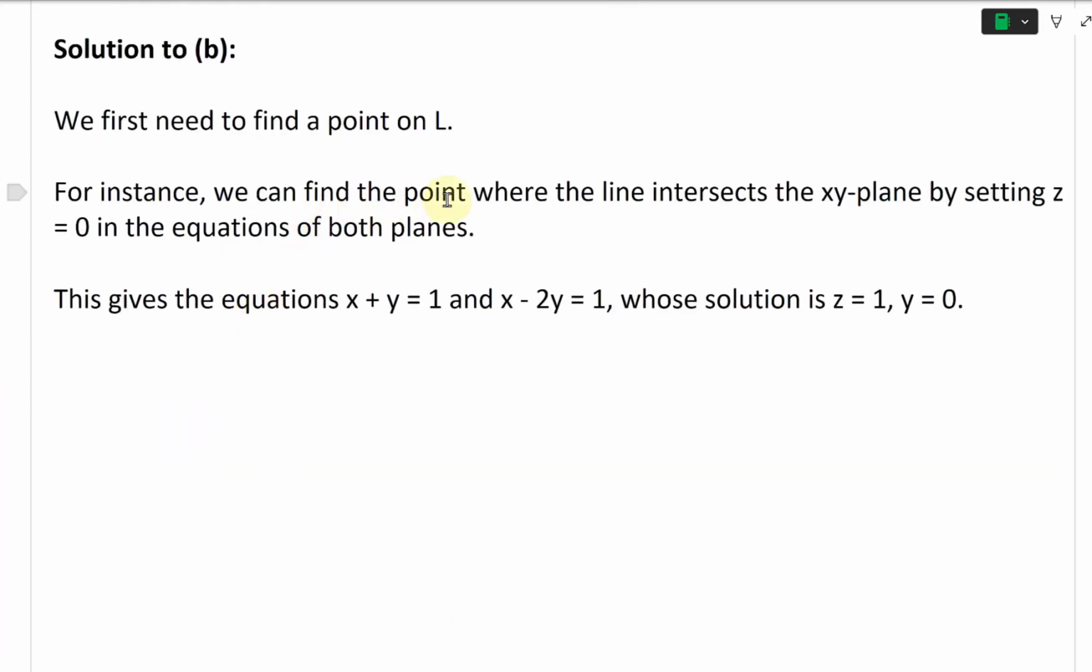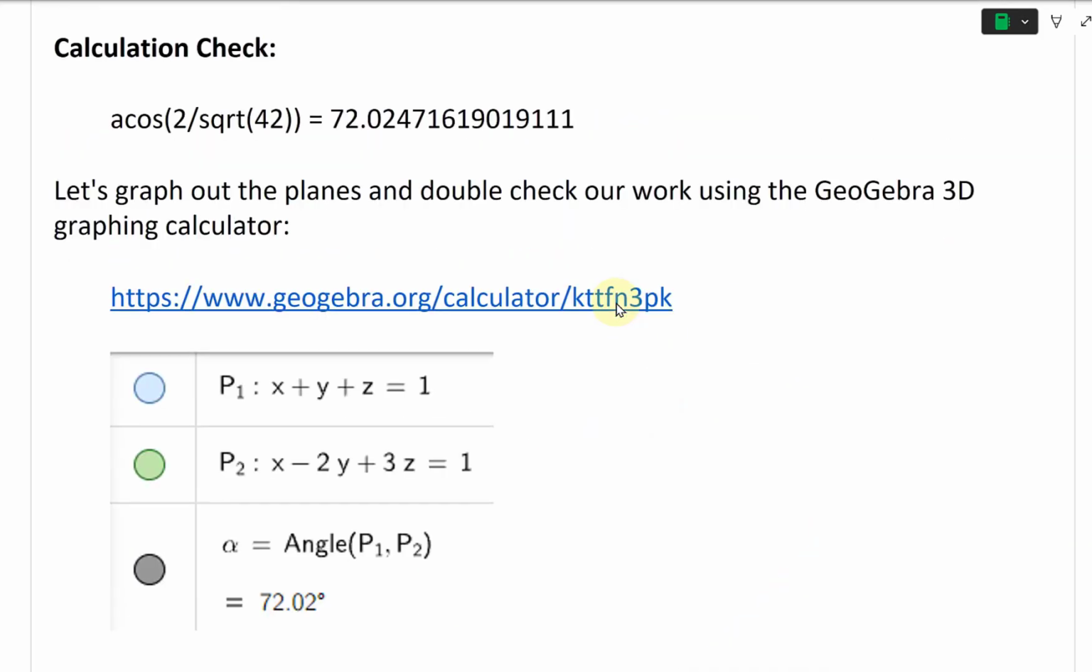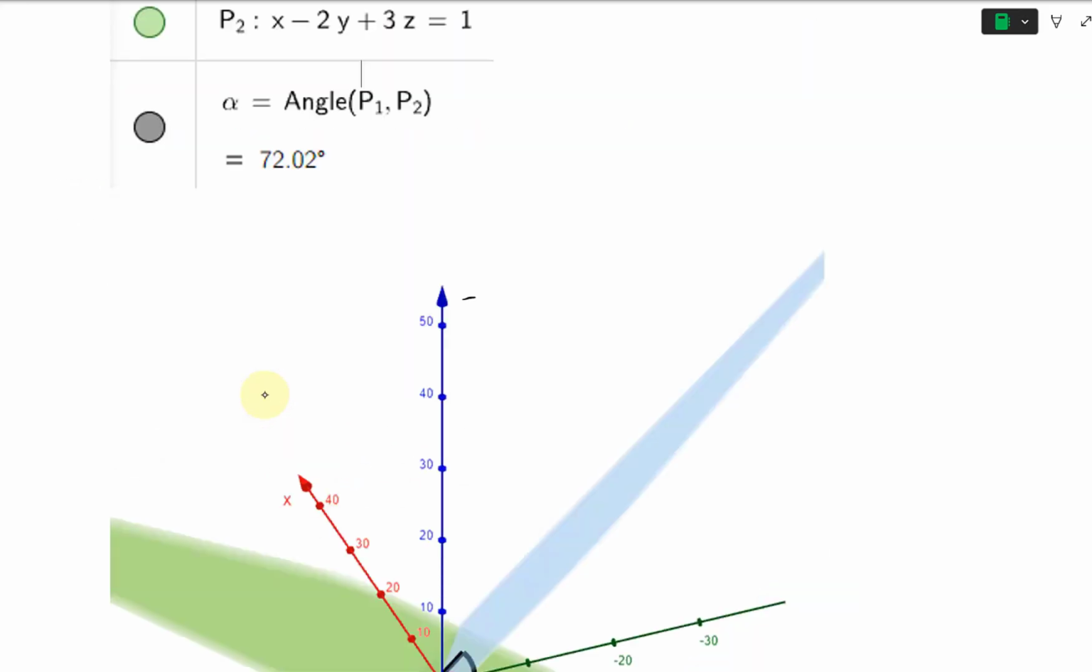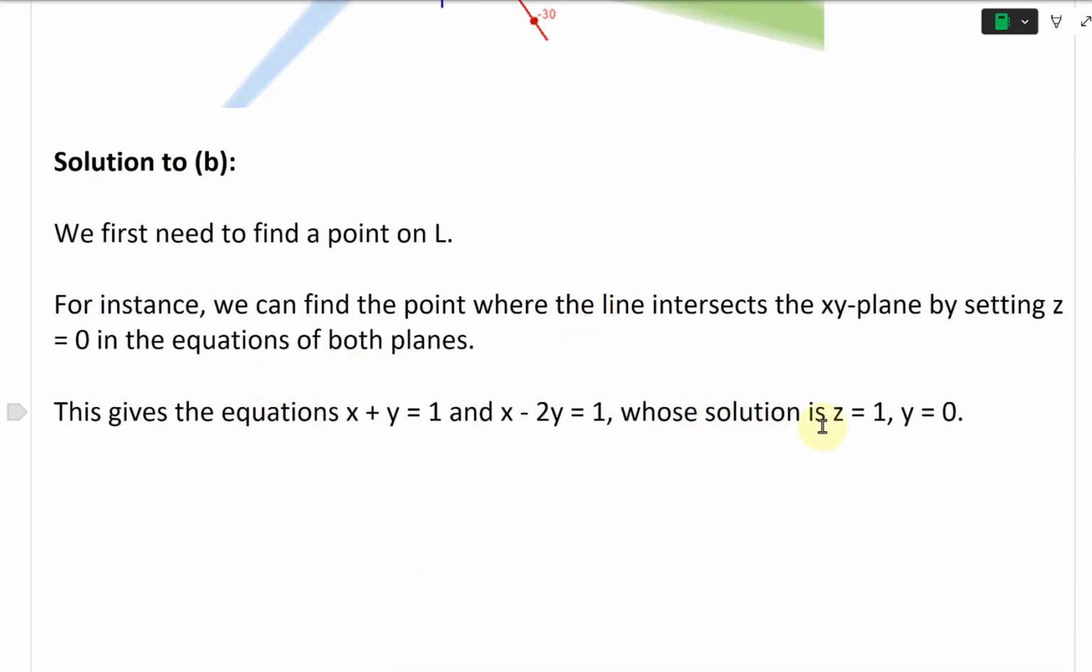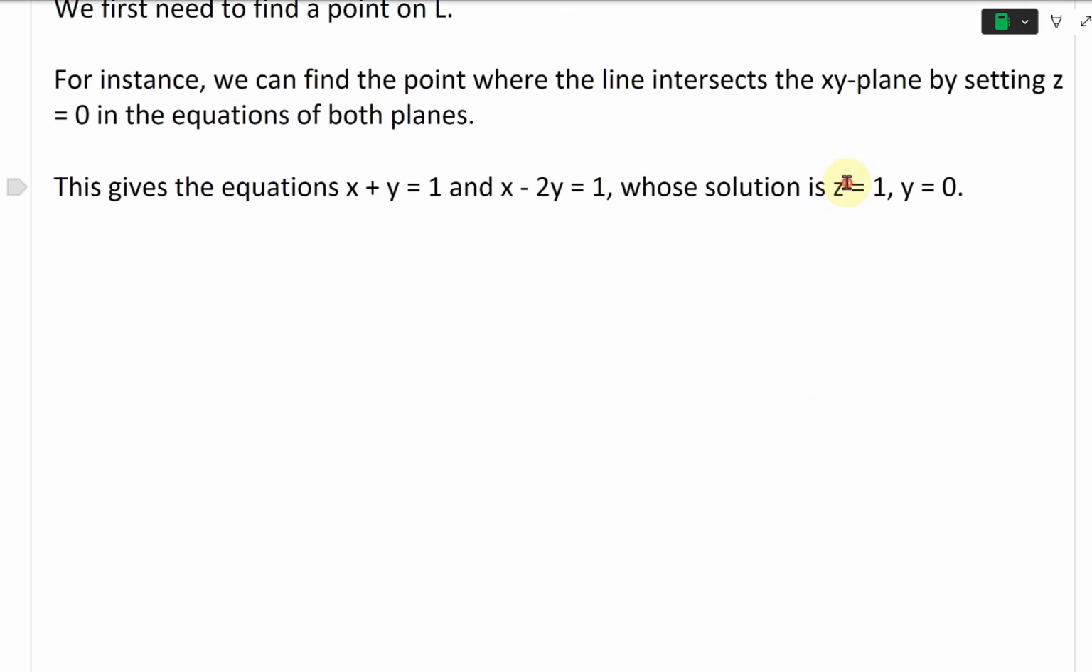So, for instance, we can find the point where the line intersects the xy plane by setting z equals 0 in the equations of both planes. This gives the equations x plus y equals 1 and x minus 2y equals 1. So if you look at the two planes, you just get rid of this z, this vanishes, so x minus 2y equals 1, and x plus y equals 1. And let's see if we get values for those. The solution is x equals 1, and y equals 0.